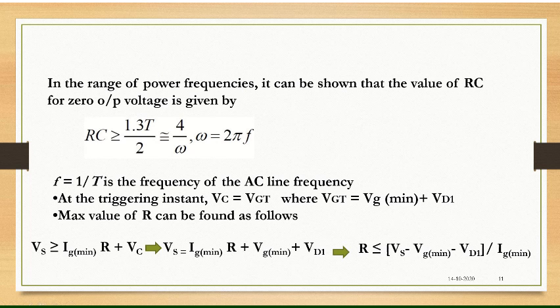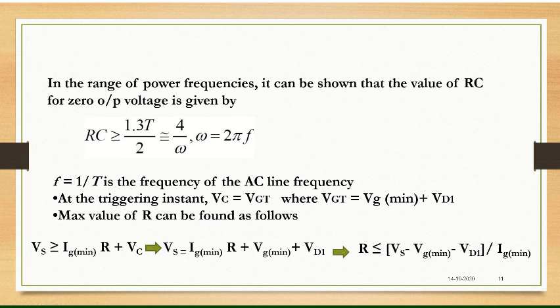So a few more points to recall here. In the range of power frequencies, the product RC, or the time constant tau, for zero output voltage can be taken as RC greater than 1.3 T by 2, where T is the period of your AC line. You can also take it as 4 by omega, where omega is nothing but 2 pi f, and f is the frequency of the AC line.